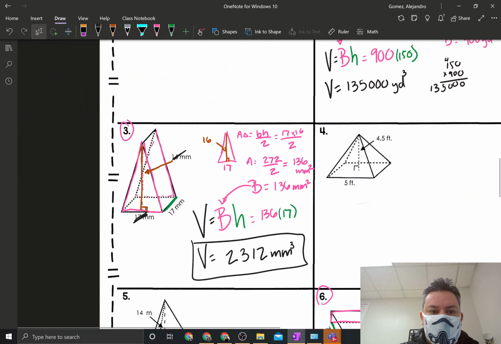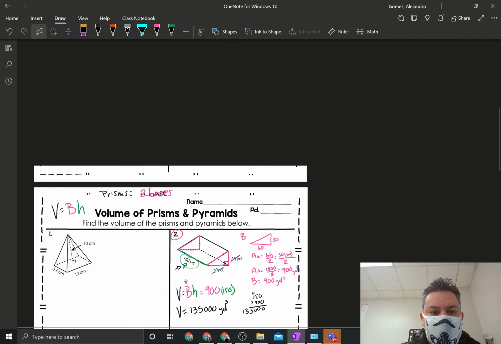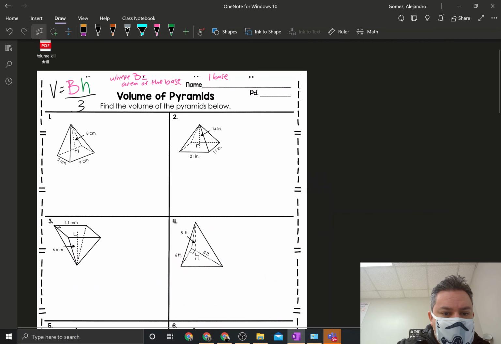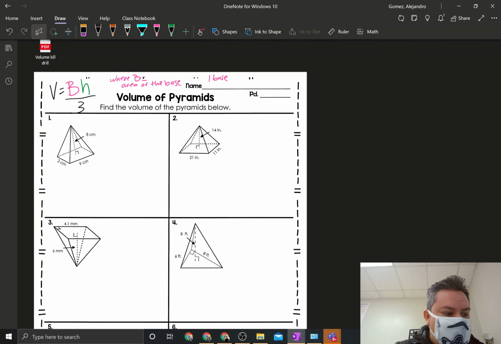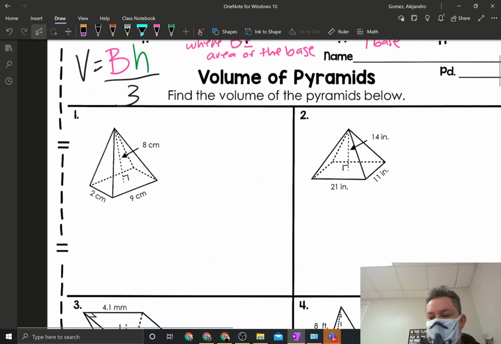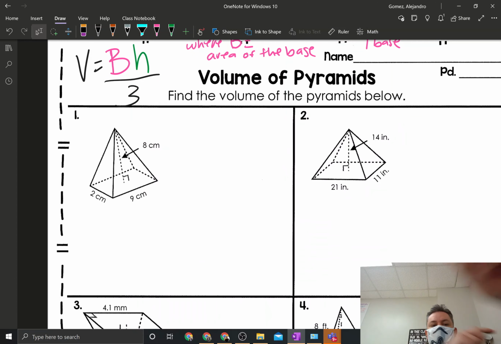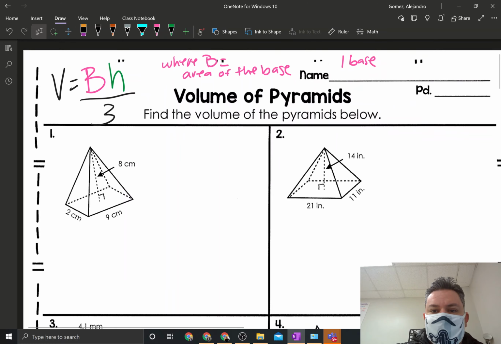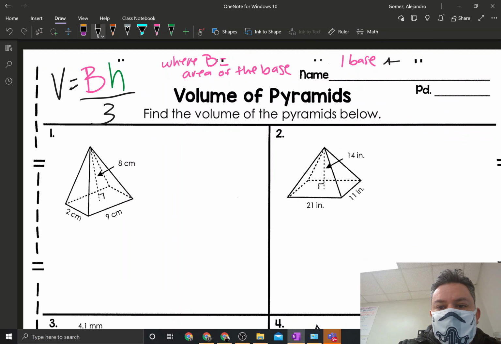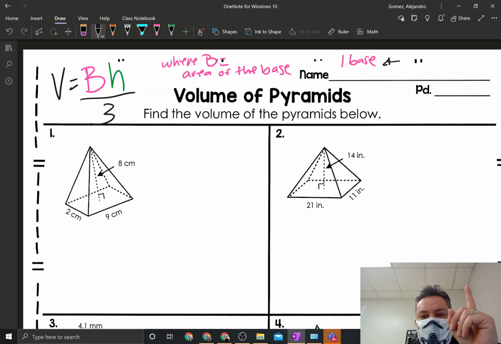So, let's go back to the pyramids right here. I'm going to do numbers 1, 4, and 5 with you because I want to show you a few different things around them, okay? So again, just like on the prisms, the first thing that we have to do is identify the base. And if you notice over here, I wrote that pyramids only have one base. Prisms had 2 bases, but now pyramids only have one base.